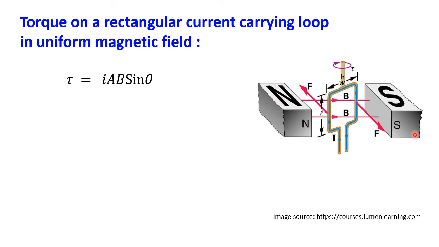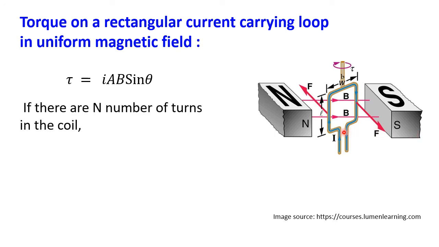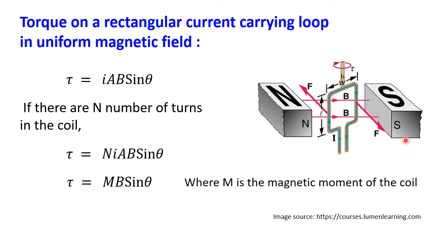Suppose there are n number of turns in the coil. Then the flux will be n times, as well as the torque will be n times. So the torque tau equals NIAB sin theta. Further, we can shorten this equation as MB sin theta. Here, M is nothing but N into I into A, which is also called the magnetic moment of the coil.